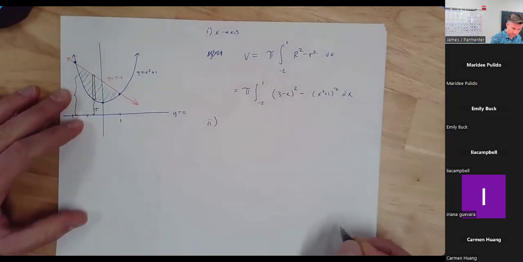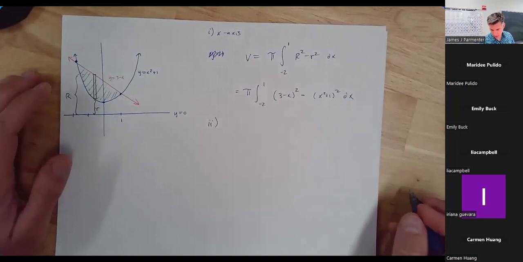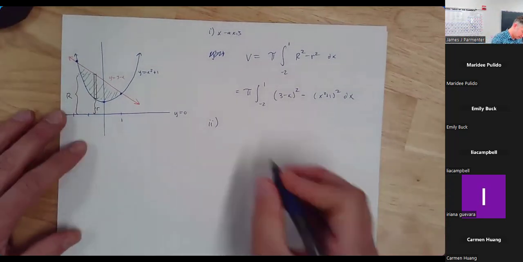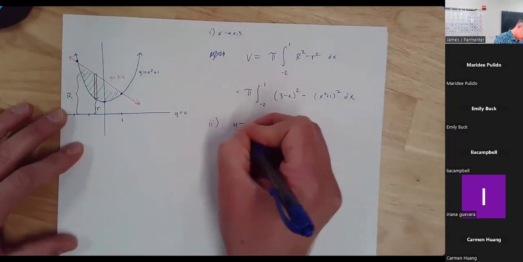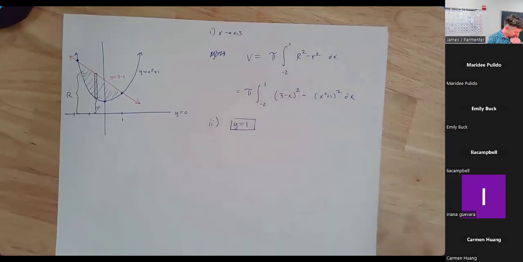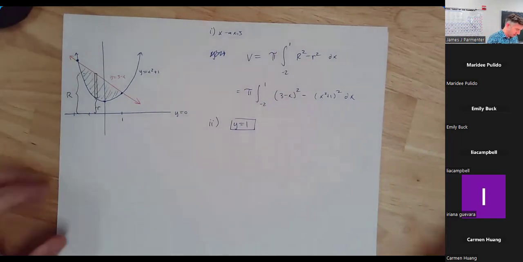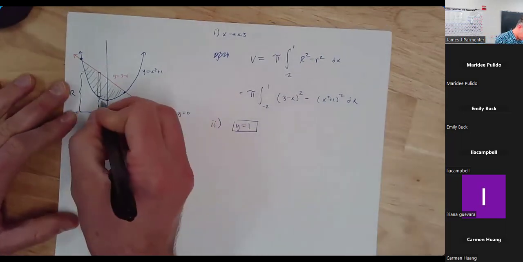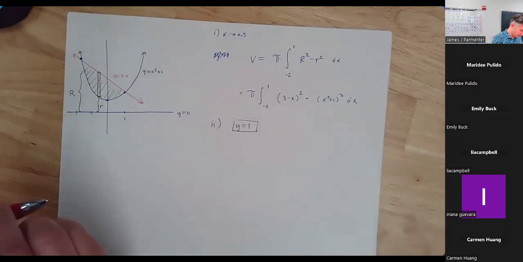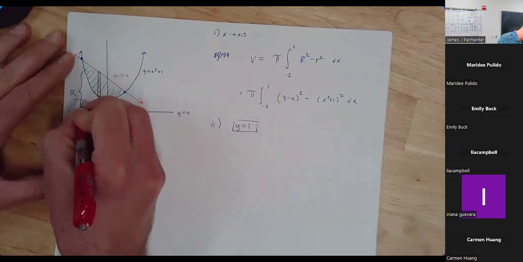Okay, let's go to number 2. Number 2 now is a lot around the line y equals 1. And I'd really not like to draw this picture again. So let's see if I can get away with not drawing it again. So if we're going around the line here, y equals 1.